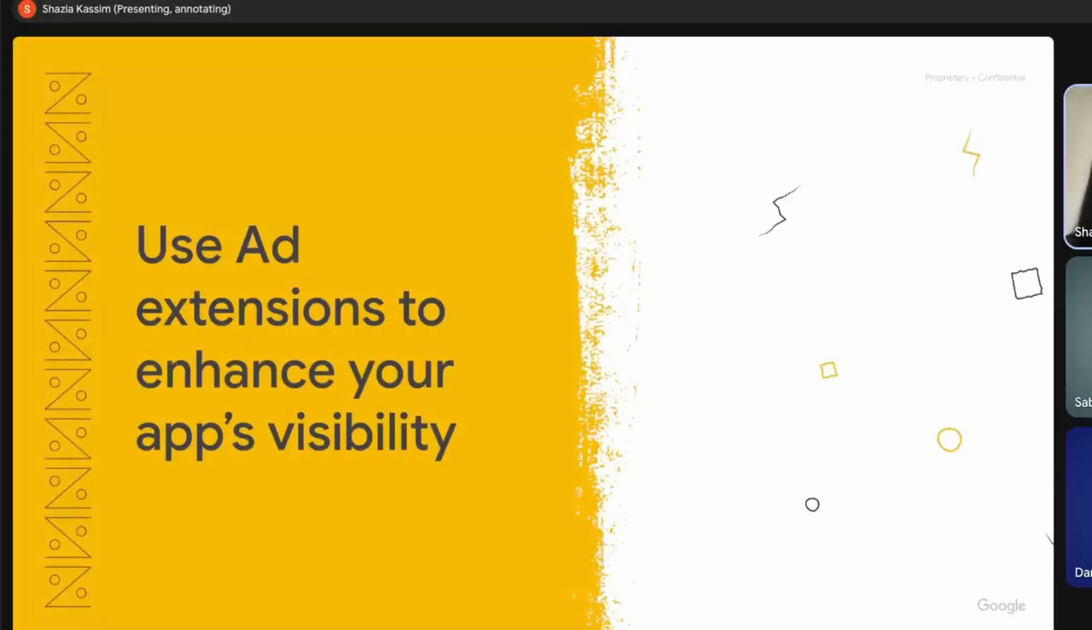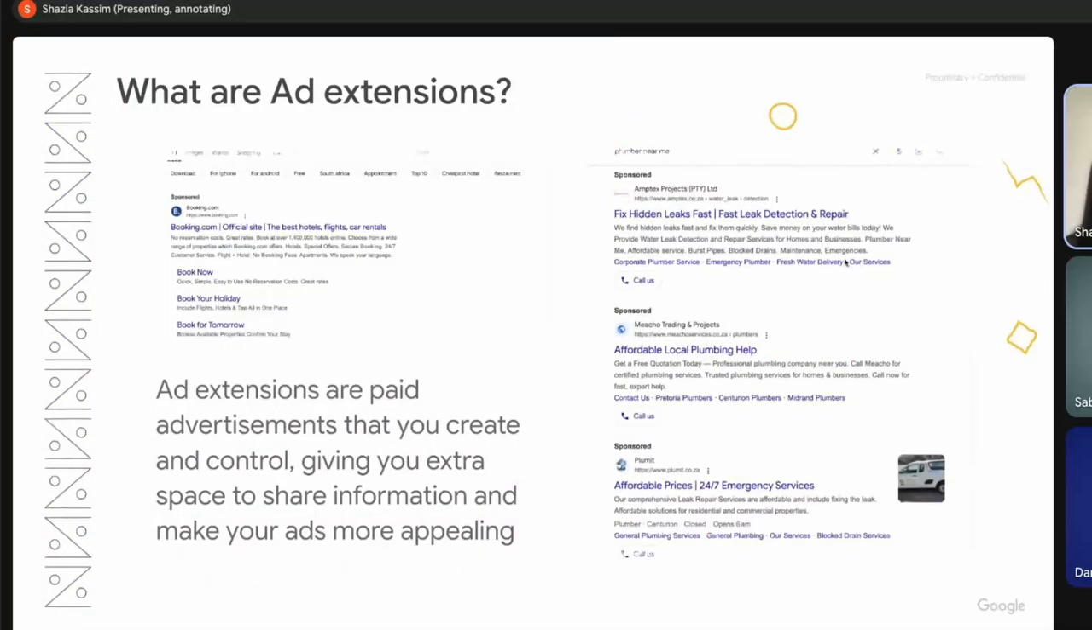Okay, so we are going to learn how to use ad extensions to enhance your app's visibility. So what are ad extensions? Ad extensions are basically like bonus features for your Google Ads, and they give you extra real estate space to share information and make your ads more appealing, right? This can lead to more clicks, downloads, and engagement within your app.